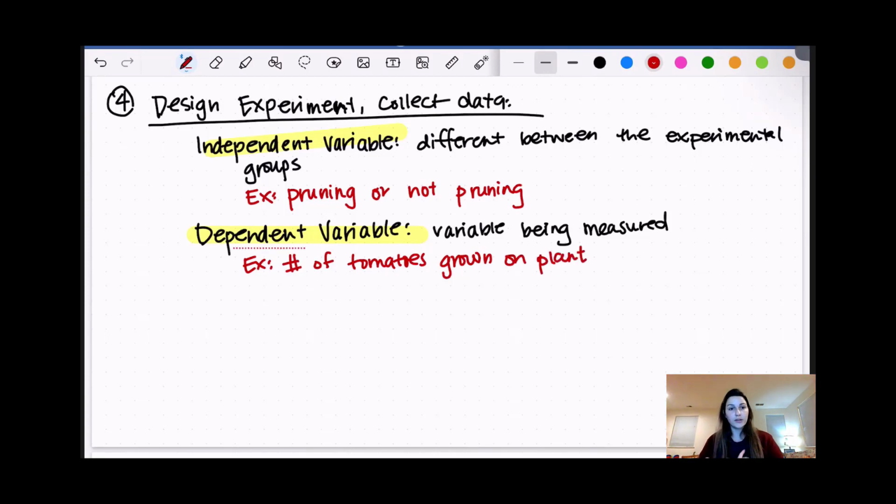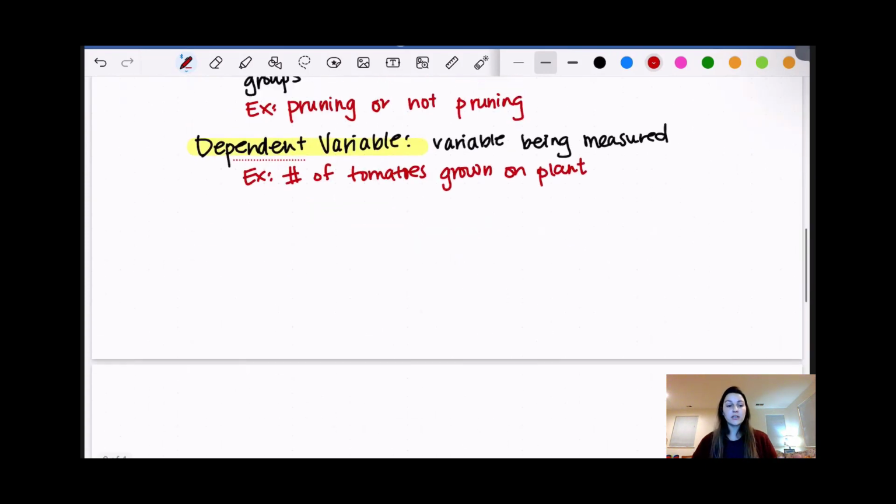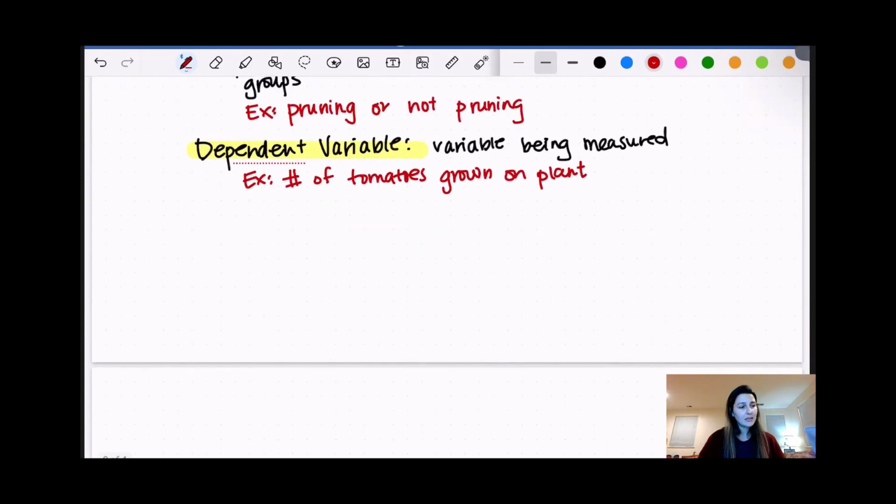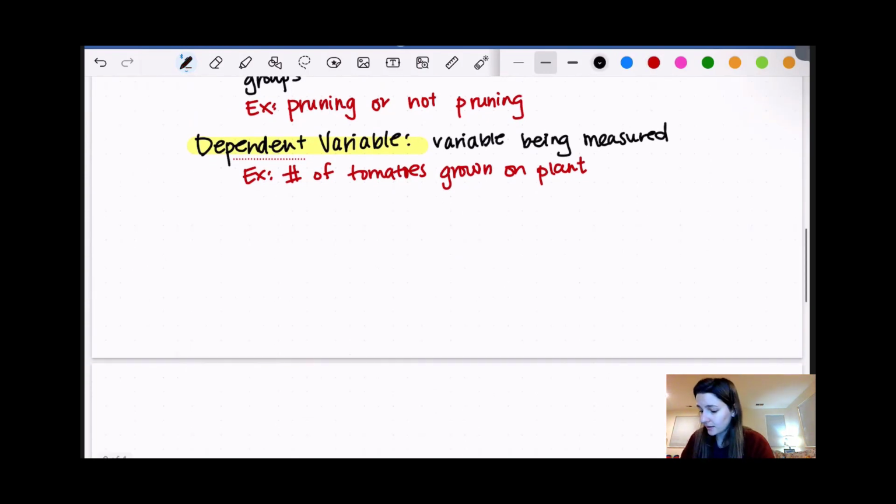So we've asked the question, we've researched that question, we've proposed a potential solution in the form of a hypothesis for that question. We designed an experiment and collected data, and now what do we need to do? Well, we need to figure out what all of that means. We need to look at that data. So step 5 is analyze the data.